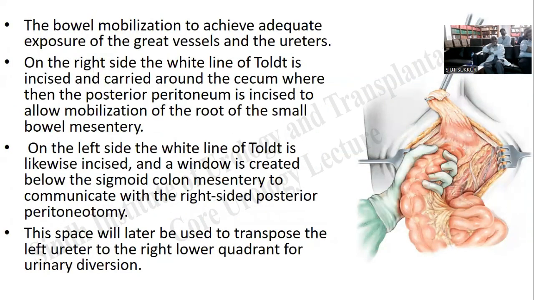Bowel mobilization to achieve adequate exposure of the great vessels and the ureters. On the right side, the white line of Toldt is incised and carried around the cecum, where the posterior peritoneum is then incised to allow mobilization of the root of the small bowel mesentery. On the left side, the white line of Toldt is likewise incised, and a window is created below the sigmoid colon mesentery to communicate with the right-sided posterior peritoneotomy. This space will later be used to transpose the left ureter to the right lower quadrant for urinary diversion.